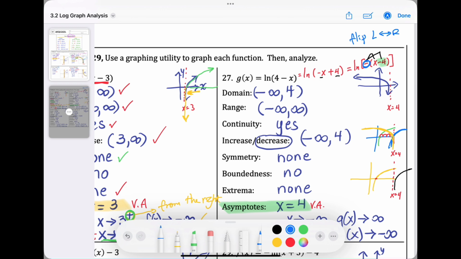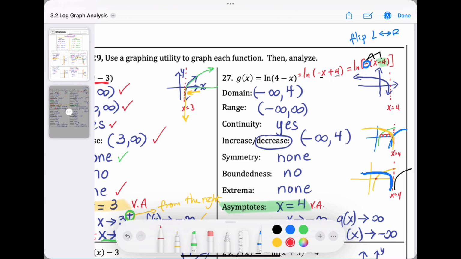Now I need to flip it left and right because that was the negative inside the parentheses. So therefore, that will become this guy. Left and right. So this will be my final answer for this graph, okay?